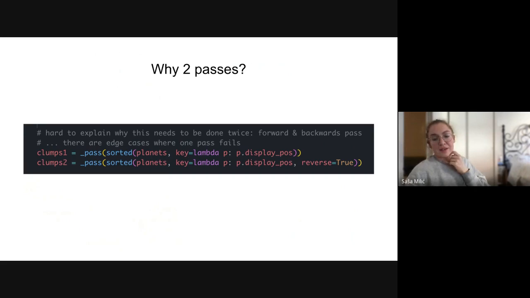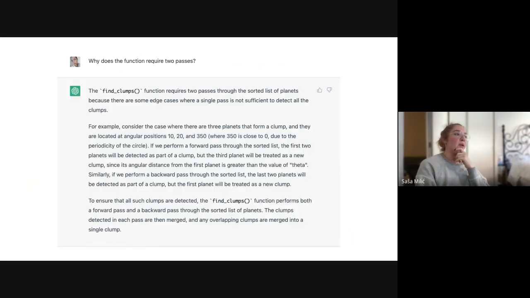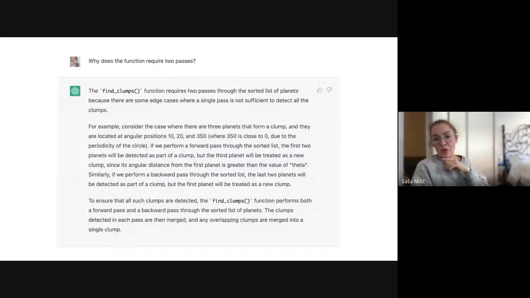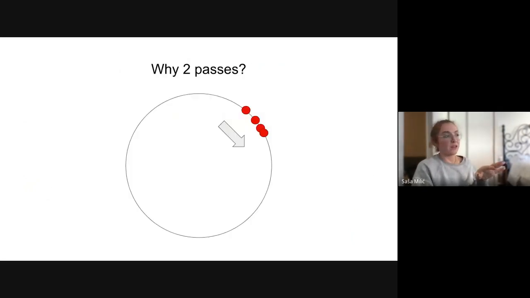Again, a bit of stuff for programmers, but after testing it, I realized my original algorithm wasn't correct, and that you actually have to detect clumps by doing a clockwise rotation and also a counterclockwise one. It took me a little while to figure out. I even asked ChatGPT to look at my code and tell me why you need to do a forward and backward pass, and it didn't even know the correct answer.